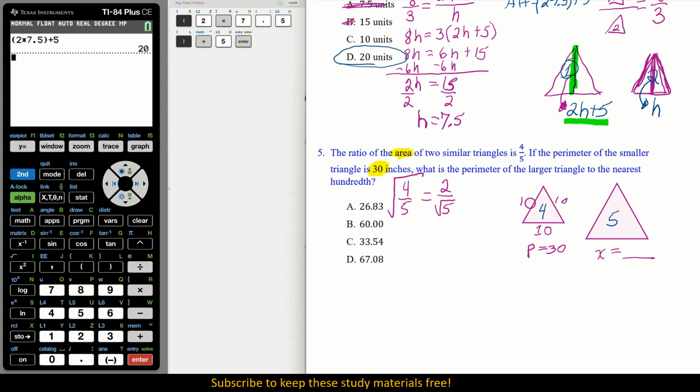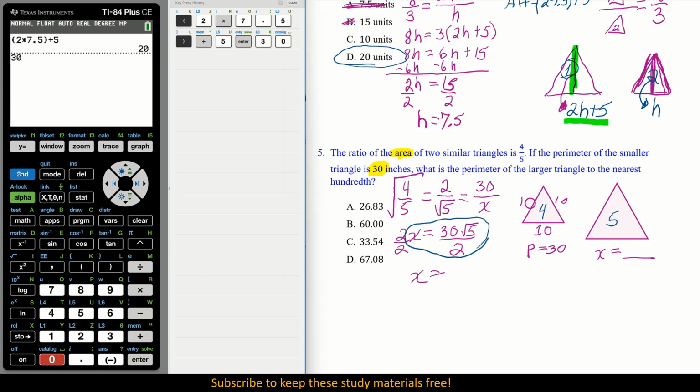Okay. Well, what is that 2 over root 5 equal to? Well, the smaller perimeter is 30. And then the larger one would be our X, okay? So now I'm going to scoot over to write this. Now we have 2X equals 30 square roots of 5. Divide both sides by 2. And now we can enter that right here. This is what we put in the calculator to get what we need.